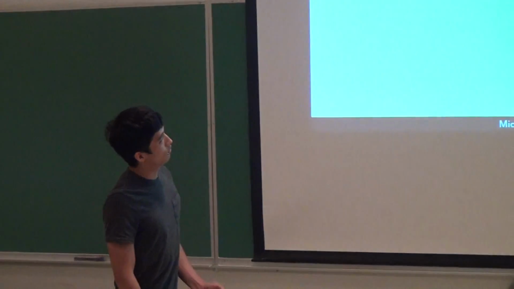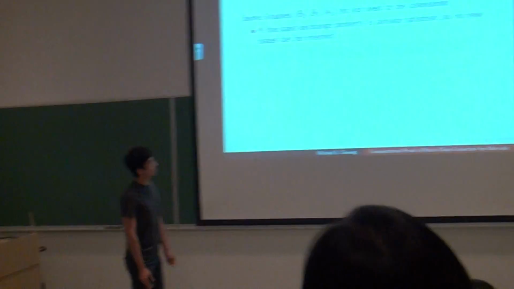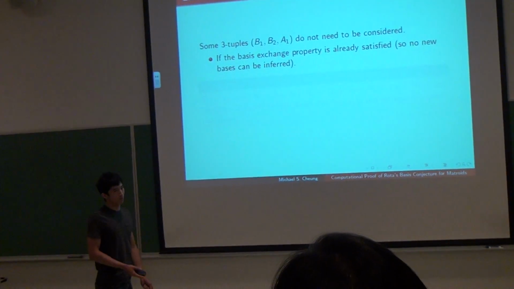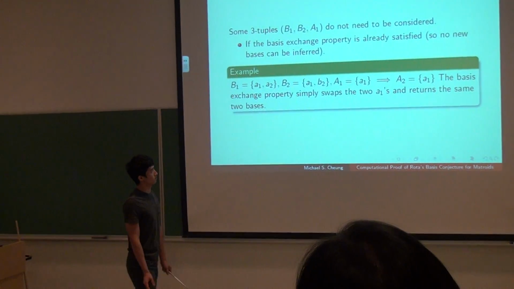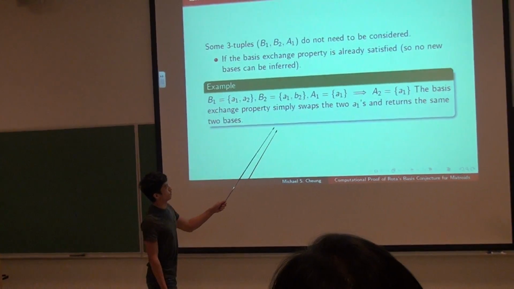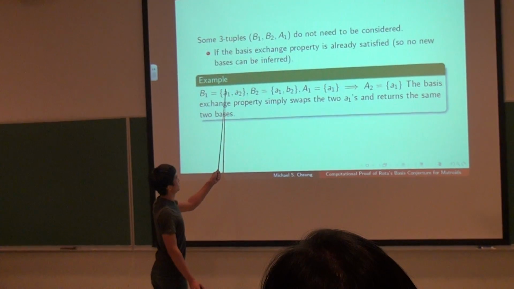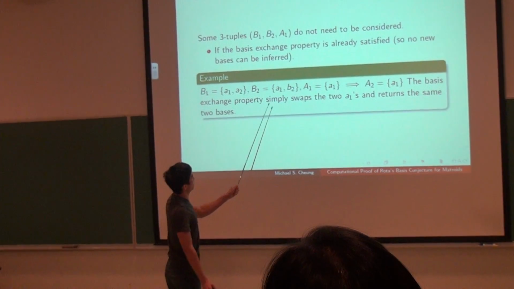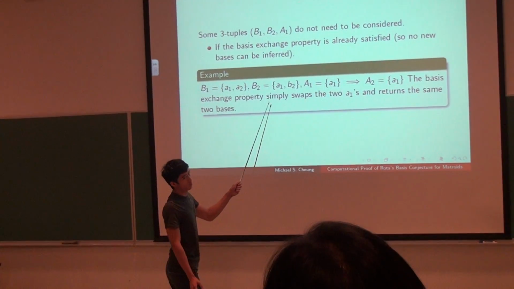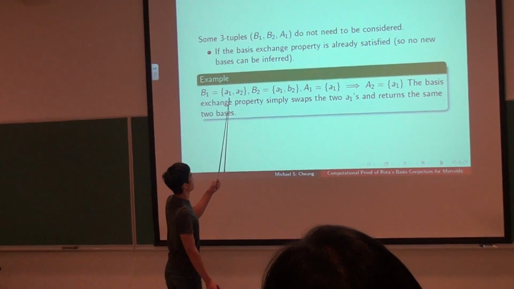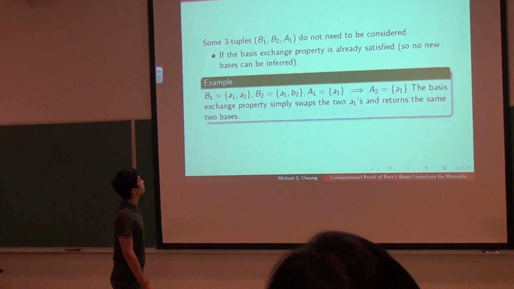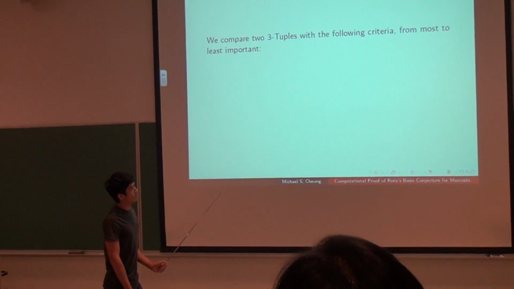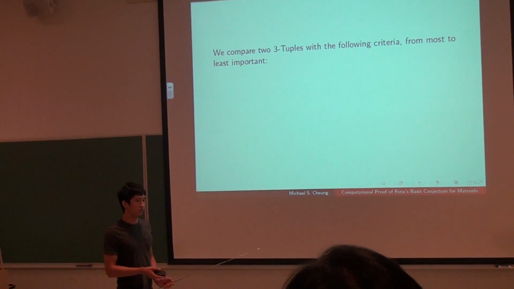So first of all, we can eliminate some 3-tuples. If the basis exchange property is already satisfied, then we can't infer any new bases. This is an example, basis 1 and basis 2, and you choose A1 from the first basis. Well, there's already an A1 in the second basis, so all the basis exchange property says is you can swap these two A1s to get back the same bases. So that doesn't help you.